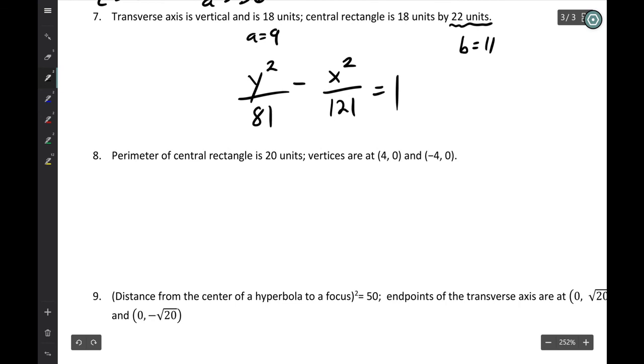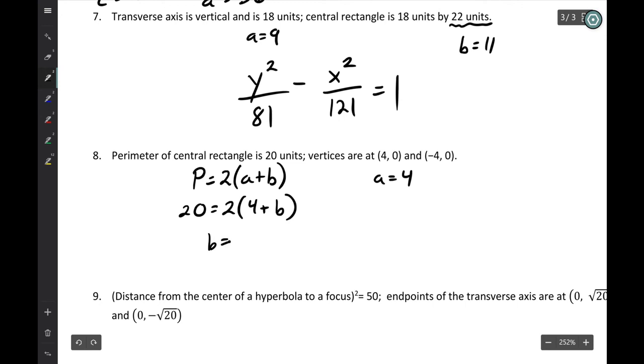All right, for number 8, it says the perimeter of the central rectangle is 20 units. The vertices are at (4, 0) and (-4, 0). So if the vertices are at (4, 0), that means a is equal to 4. And if I know a is 4, then I know my perimeter is equal to 2 times a plus b. So I got 20 is equal to 2 times 4 plus b. And some simple math here tells me that b is equal to 6.